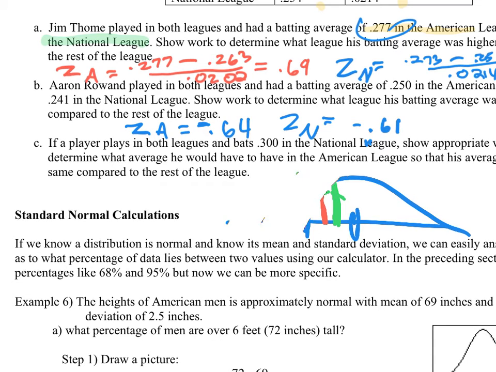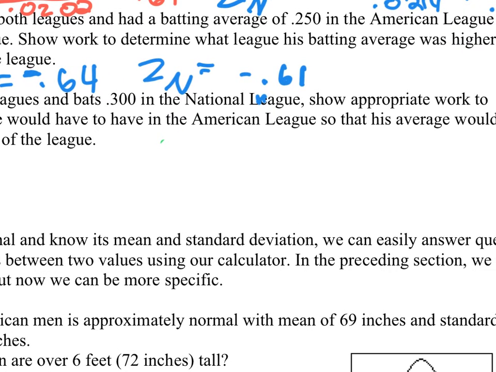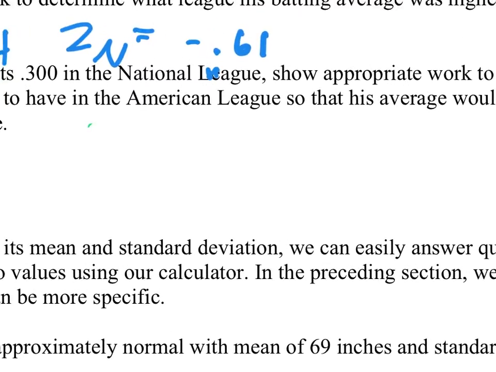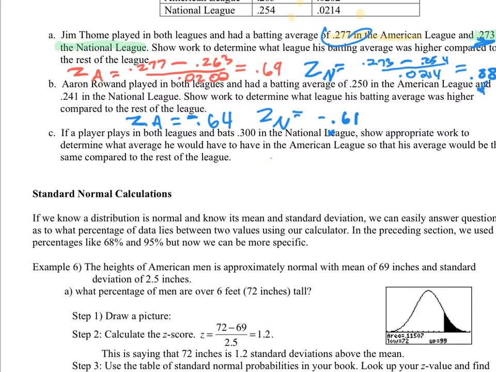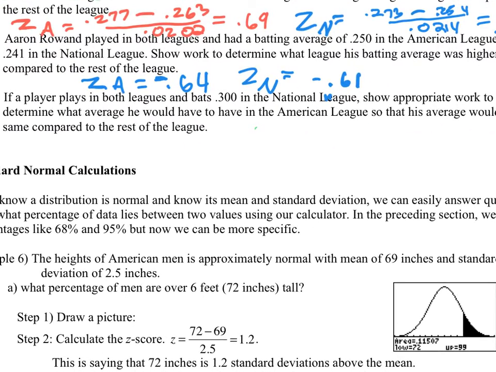Okay, the last one here. Margot already had it done in her head almost, so it can't be that bad, but I thought it was a tough problem. If a player plays in both leagues and he bats a 300, that's 0.3000, we call that batting a 300, in the National League, show appropriate work to determine the average that he would have to have in the American League so that the average would be the same compared to the rest of the league. So you can't say just a 300 again. This is not the same kind of problem.